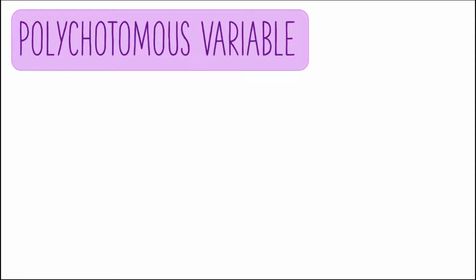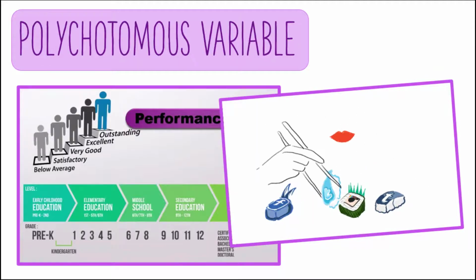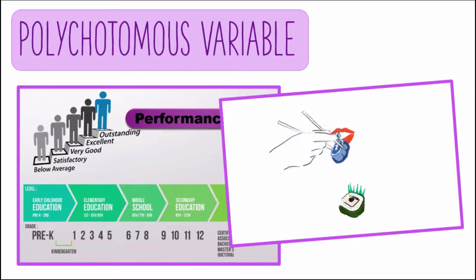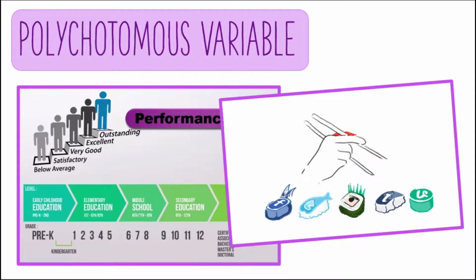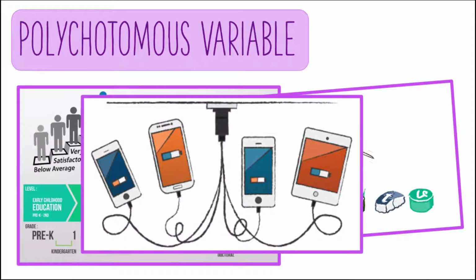On the other hand, polychotomous variable, from the word poly meaning many, takes more than two values, unlike the dichotomous variable. It could be the performance level, from below average to outstanding. It could also be the level of education, from preschool to grade 12 and to higher education. It could also be the social media that you are using, like Facebook, Twitter, Instagram, and many others. It could also be the brand of cell phones that you use.